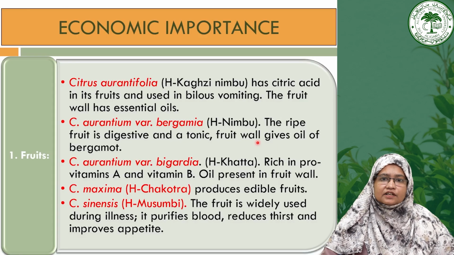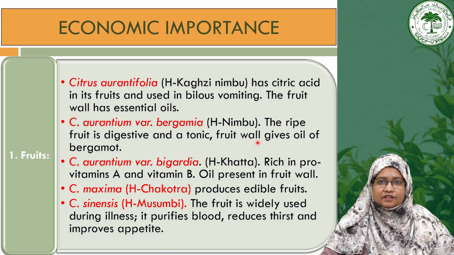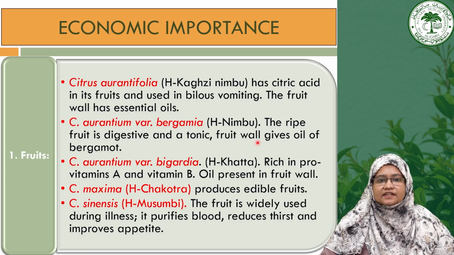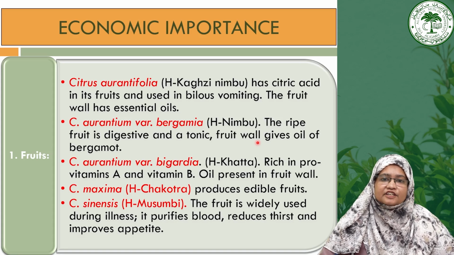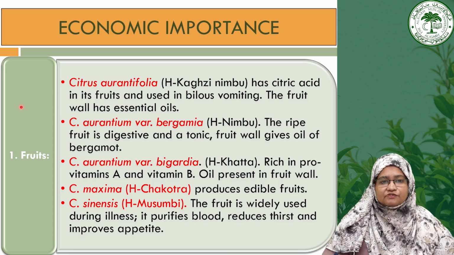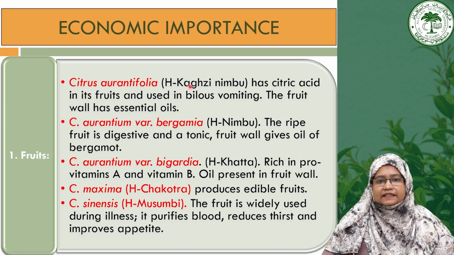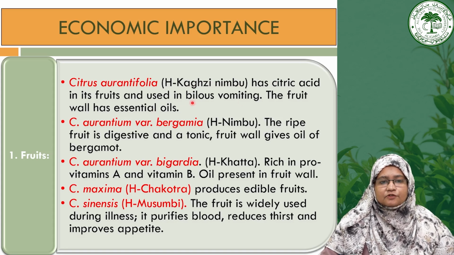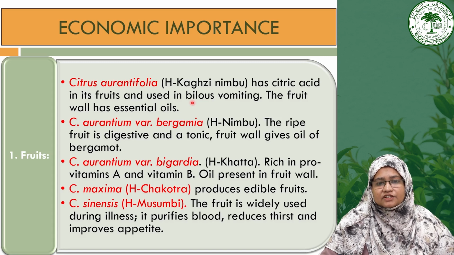Now moving towards the economic importance of this family. Many citrus species, due to the presence of citric acid, have a very good fragrance, and many species are consumed as fruits as well as vegetables. So here is the list of the citrus fruits. That is Citrus aurantifolia. In Hindi, it is called kagzi nimbu, which has citric acid in its fruits and is used as a remedy in vomiting. The fruit wall of this has many essential oils.